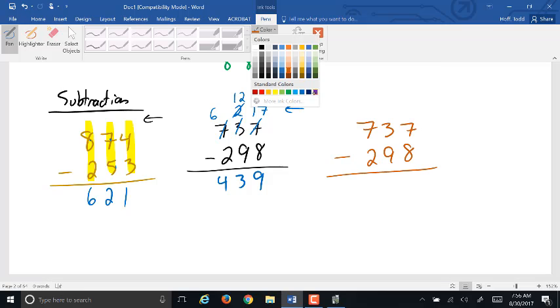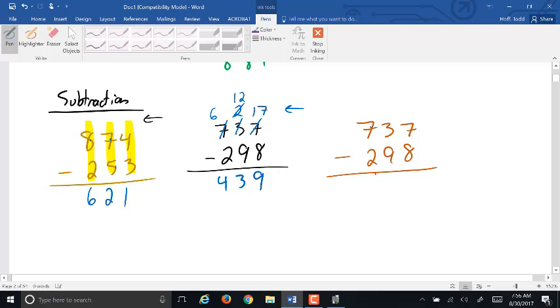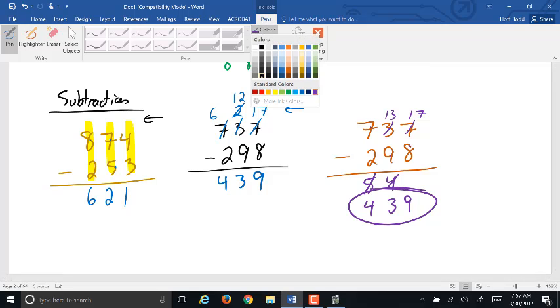An alternative way of doing this: 7 minus 2 is 5. 3 minus 9 can't be done, so we're going to take from the 5. That's going to be a 4. This is a 13. 13 minus 9 is 4. 7 minus 8 can't be done, so we take from the 4. That's now a 3. This is 17. 17 minus 8 is 9. Same answer. Again, I'm not trying to change the way you subtract. I just want you to see that there are multiple ways of doing it.